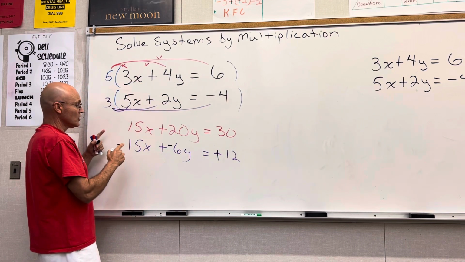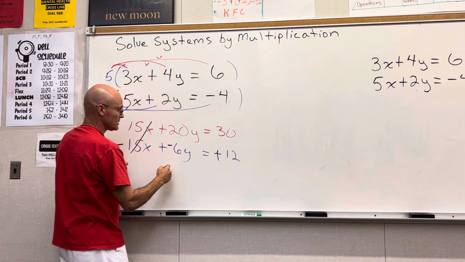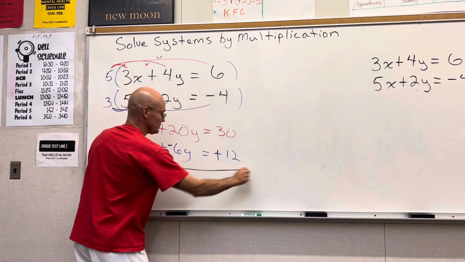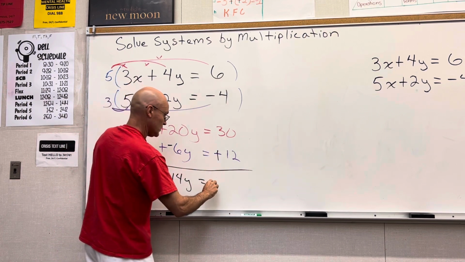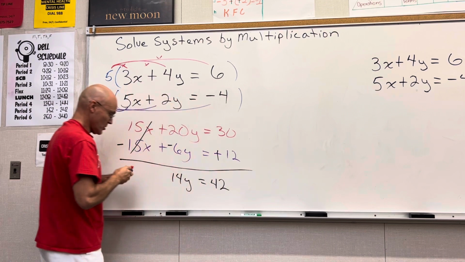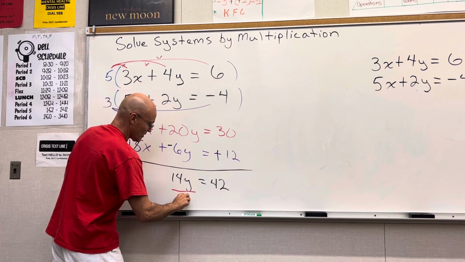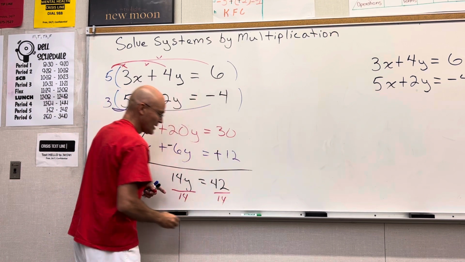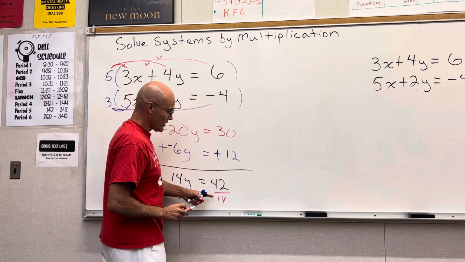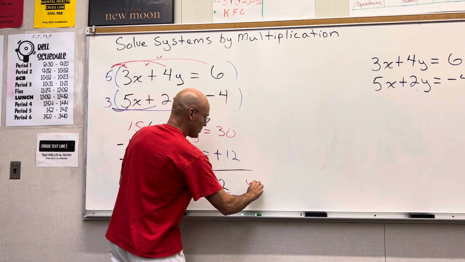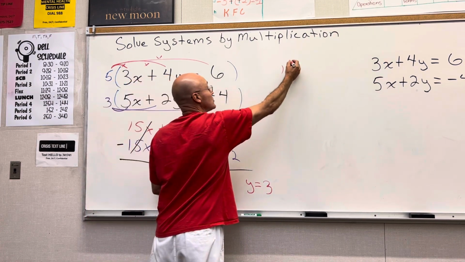So now you guys can eliminate the x's. 20 minus 6 is 14y, and 30 plus 12 is 42. So lastly, to solve for y, we will divide by 14 and divide by 14. I'm not going to teach you long division today, but if you just want to get your calculator out, 42 divided by 14 is 3. 3 times 14 is 42. So we solve for y.